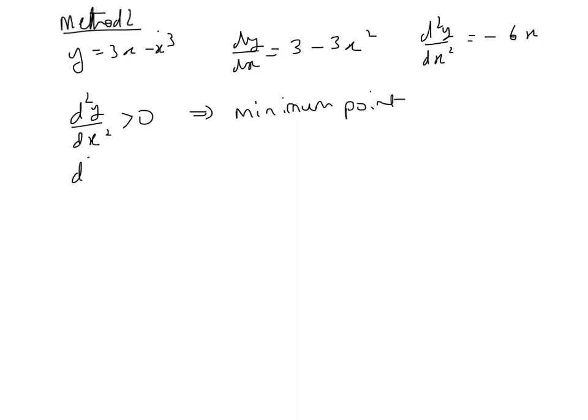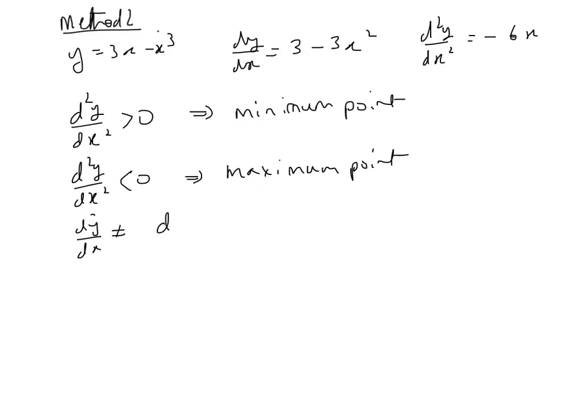If, however, d squared y over dx squared is less than 0, then it's a maximum point. If dy over dx does not equal 0, and d squared y over dx squared equals 0, then we have to do some further tests, and at this stage it's probably best to use the table in method 1. Whatever method you use, just make sure you show your full working out.